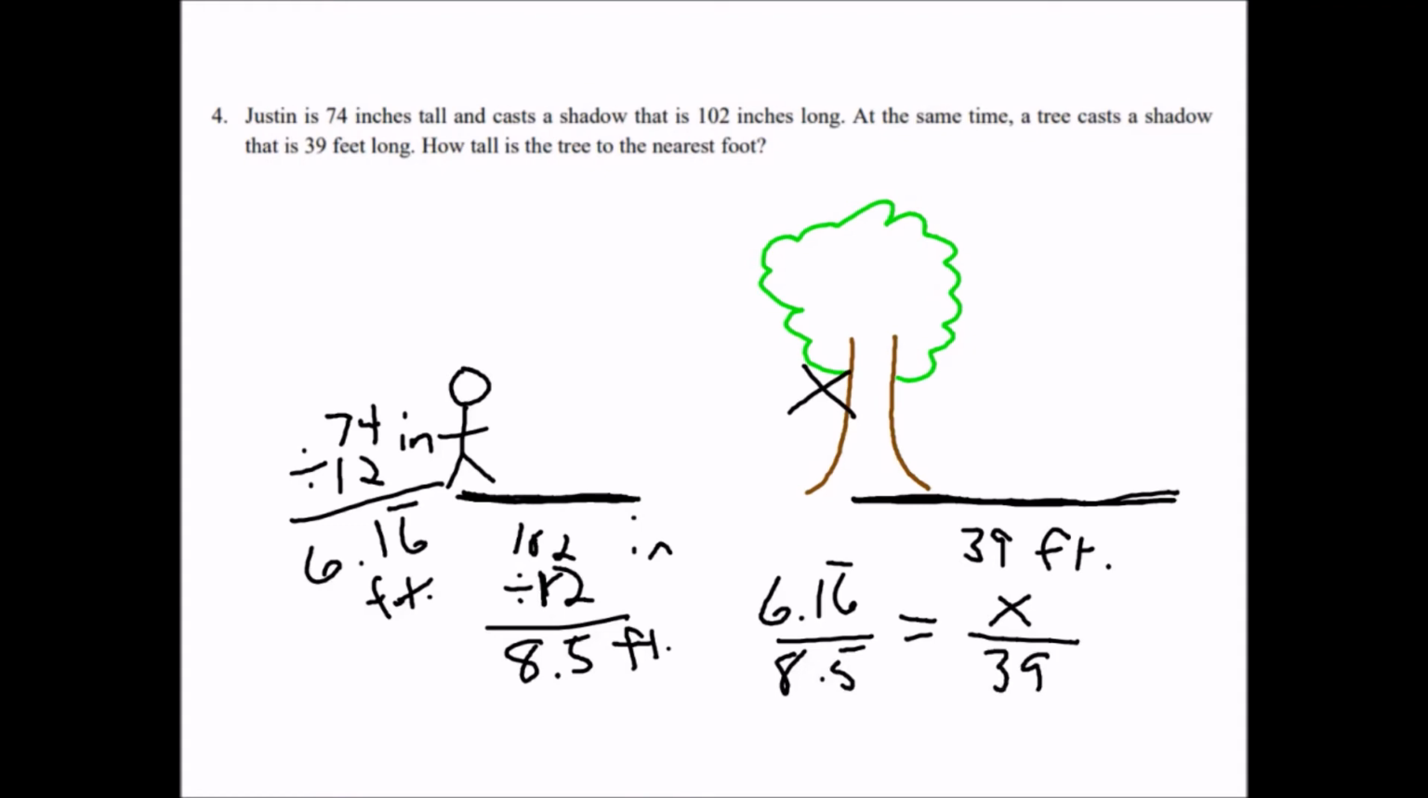So I'm going to cross multiply. I'm going to do 39 times 6.16 repeating, and then divide that by 8.5. Now it says to the nearest foot. I got 28.29, which is going to become, rounded to the nearest foot, 28 feet.